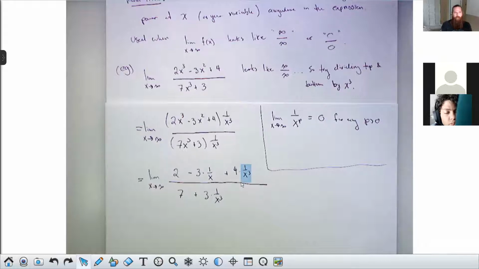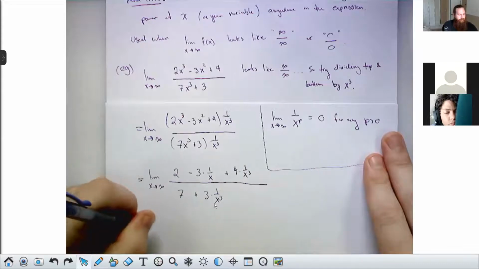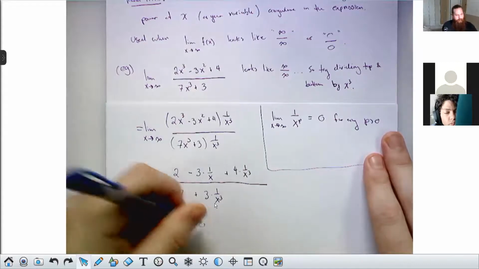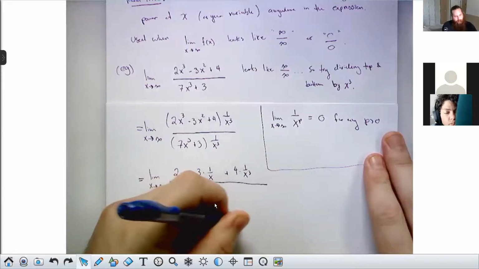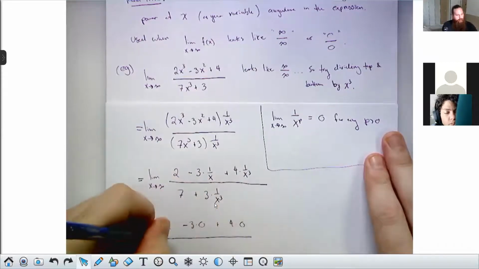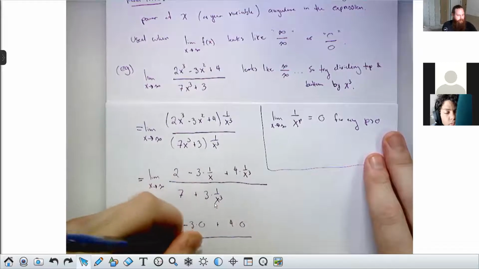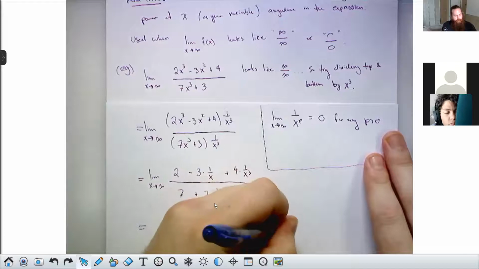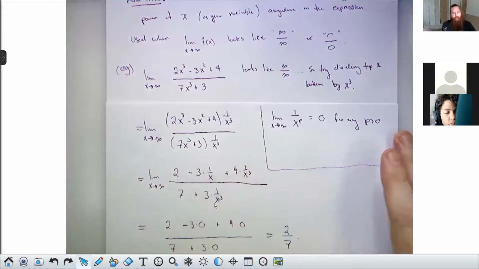What about this? Also 0, right? This piece is going to 1 over infinity. This piece is going to 1 over infinity. So the only thing that survives here, I've got 2 minus 3 times 0 plus 4 times 0 divided by 7 plus 3 times 0. Well, that's just 2 over 7. And that is the limit here.